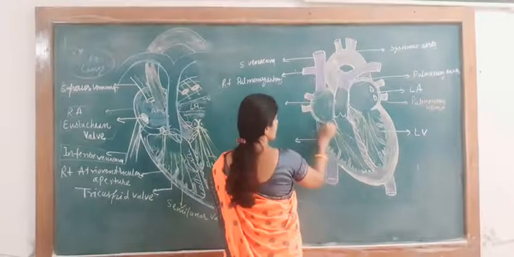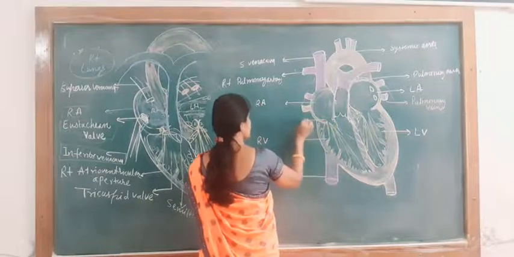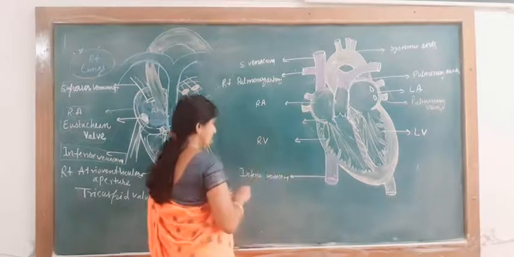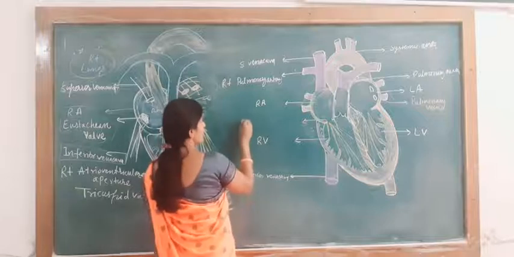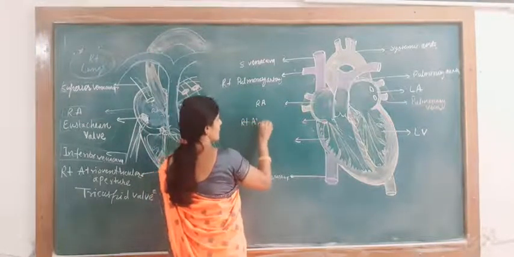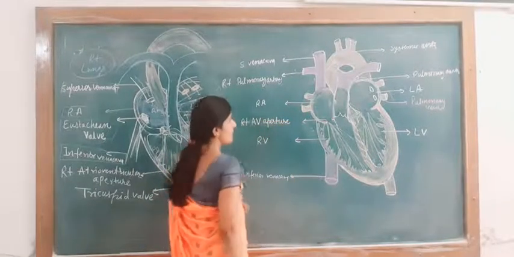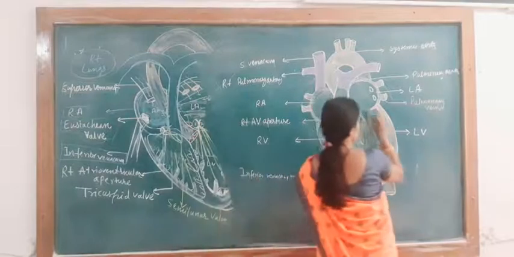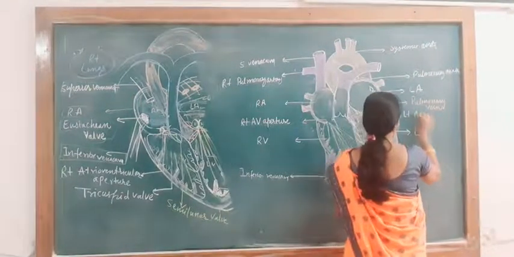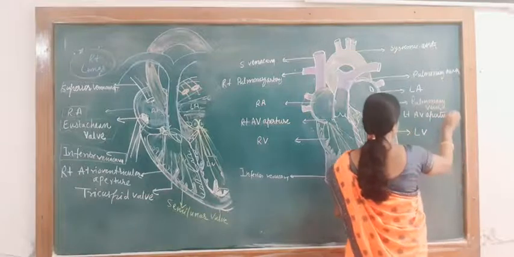Here the aperture is present. This aperture is called, which aperture? The right atrioventricular aperture. And this aperture is the left atrioventricular aperture.